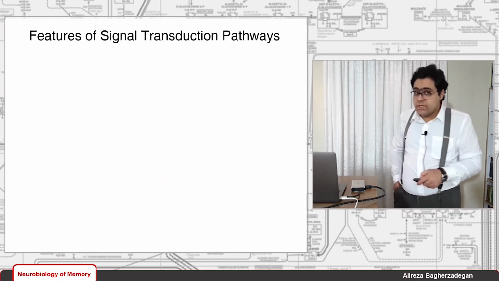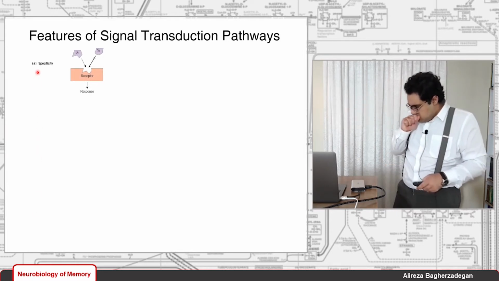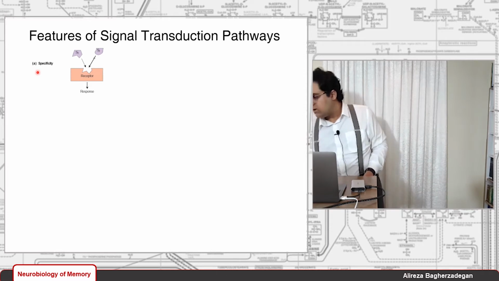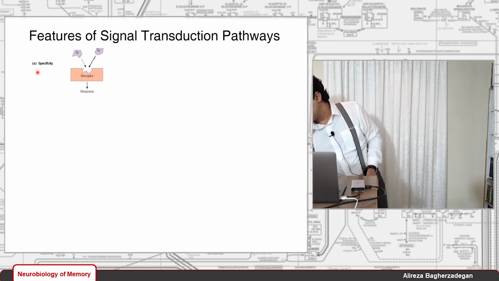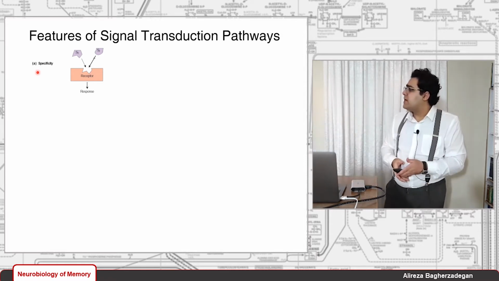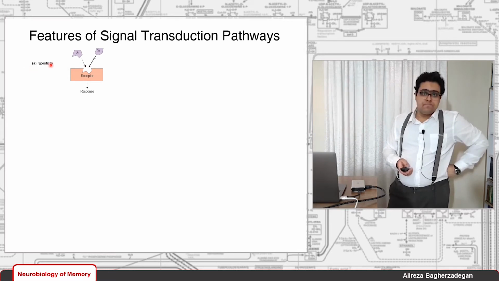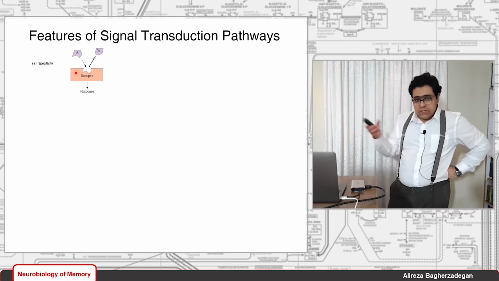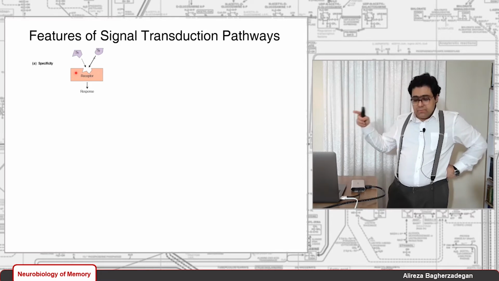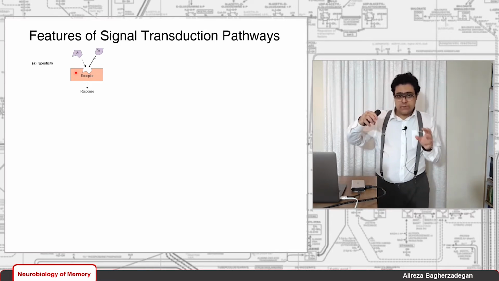Features of signal transduction pathways. One of the basic features of any signal transduction pathway is the specificity between the signal molecule and its receptor, between the ligand and receptor. This is a result of the molecular complementarity between the ligand and the receptor.